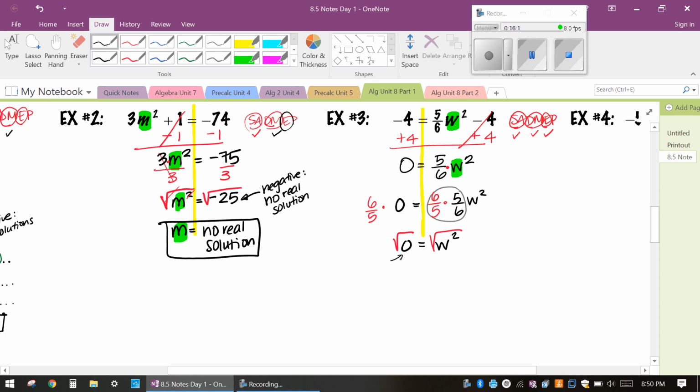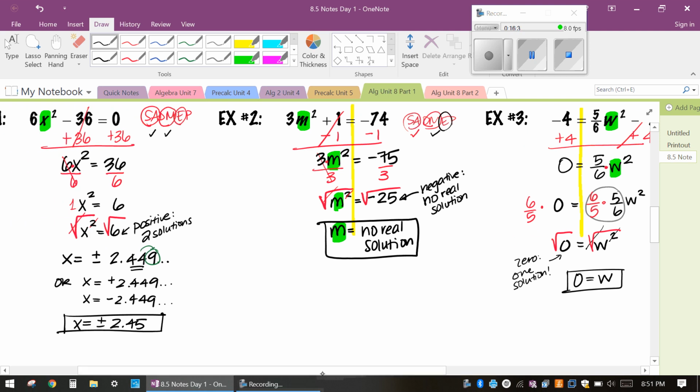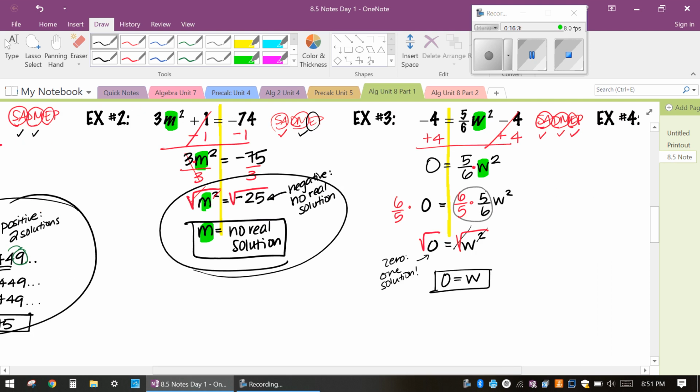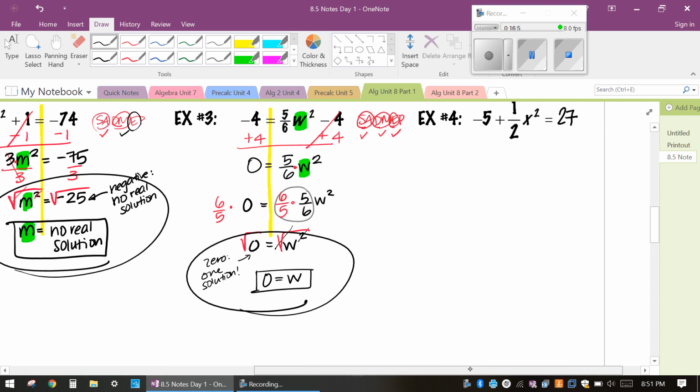When you square root 0, you're only going to have one solution. Do you remember what that solution is? 0. Remember that a square root cancels a squared. When you square root 0, there's only one solution. So quick reminders. When you square root a positive number, you're going to have two solutions. If you square root a negative number, you're going to have no real solutions. And if you square root 0, you just have one answer of 0. Feel free to pause the video, rewind, do whatever you need to do to make sure you're understanding this.